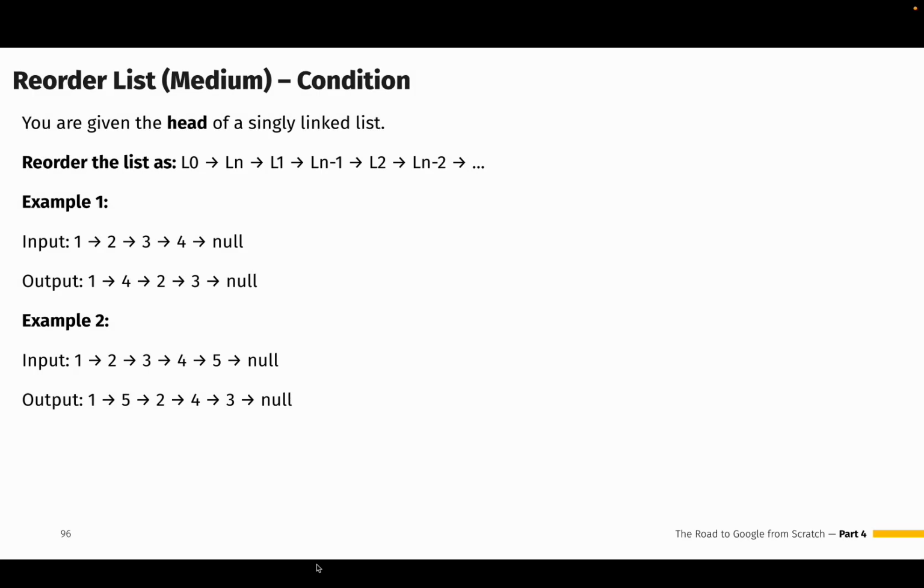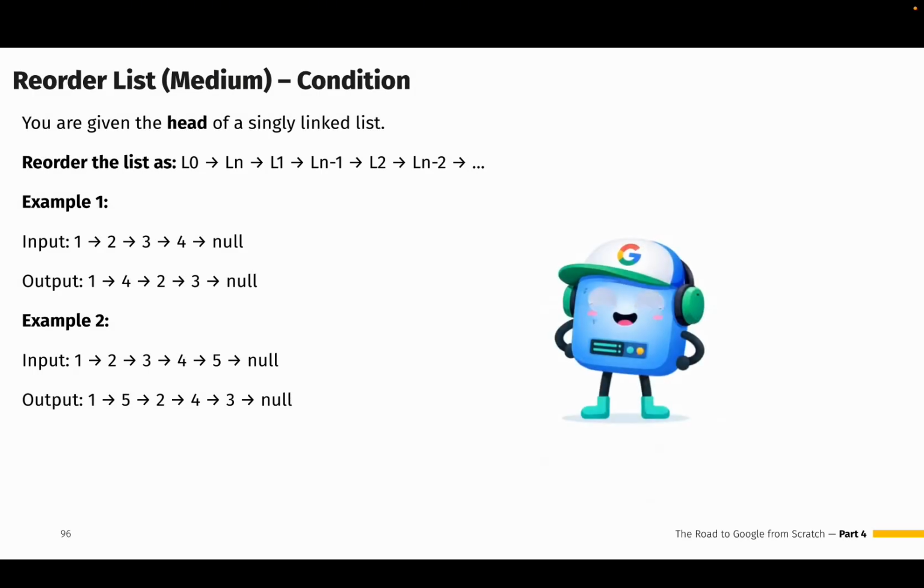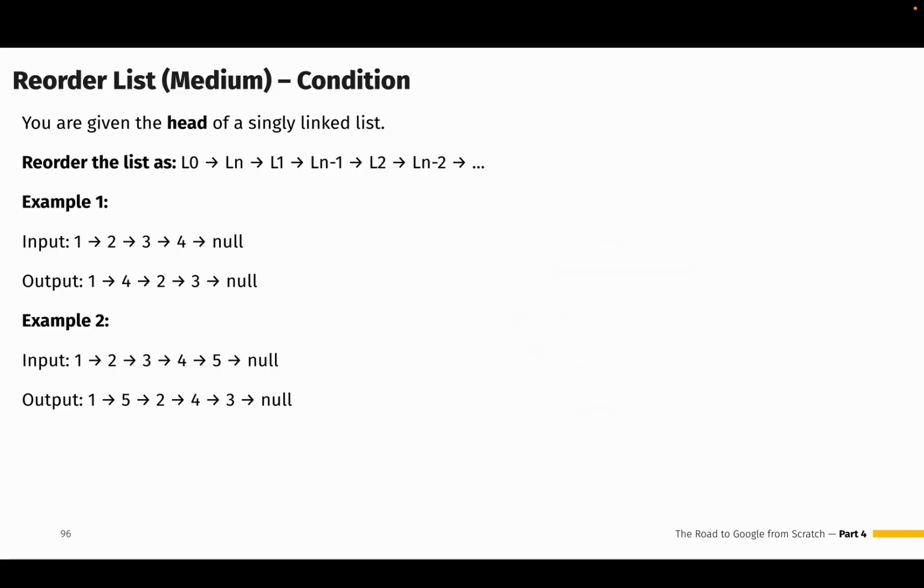So let's check how we can solve the Reorder List task of type medium. You are given the head of a singly linked list, and we need to reorder the list in such a way that L0 points to Ln, which is actually the last element from the original linked list. Then Ln points to L1, then L1 points to Ln minus 1, and so on. So you can analyze it a little bit better, but I hope this idea is clear.